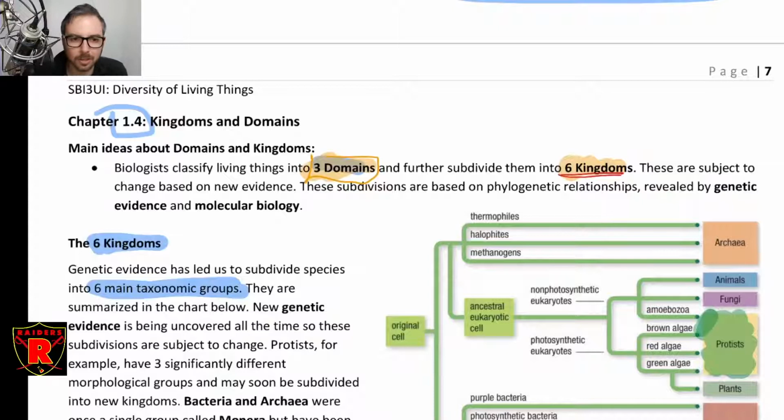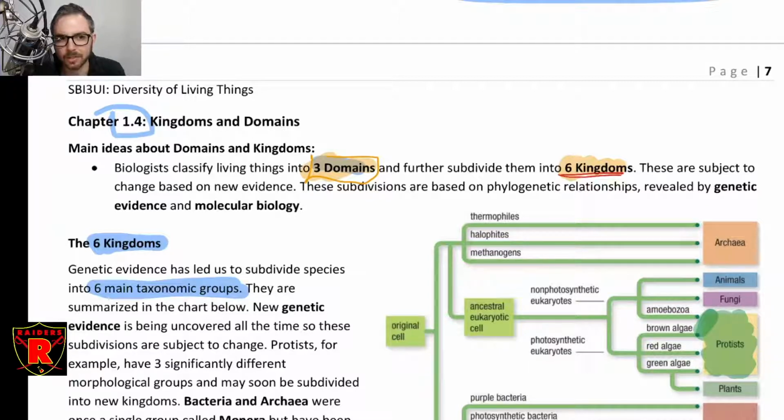We mentioned the three domains: domain Eubacteria, domain Archaea, and domain Eukarya. So those are the three largest groups, the domains. Below the domains, there are 6 kingdoms. It's a little bit weird how it's set up because domain Eubacteria only has one kingdom in it, bacteria. And domain Archaea only has one kingdom in it, Archaea. So that's a little bit confusing.